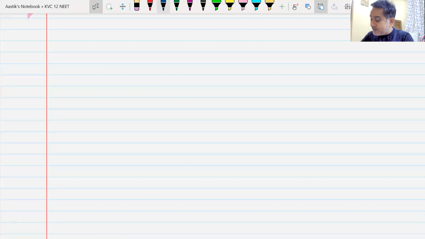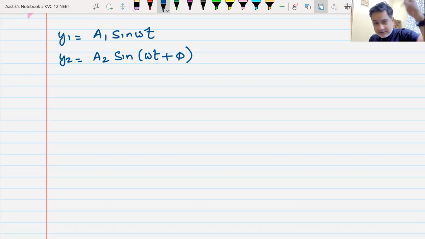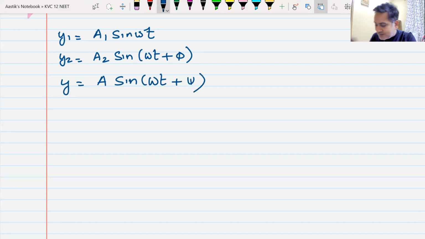We now have two waves, y1 equals a1 sine omega t, and y2 equals a2 sine (omega t plus phi). All the conditions are met here. These waves have the same frequency, they're traveling in the same direction, and they have a constant phase difference between them. Now, when these two waves superpose, I get a new wave which is given by A sine (omega t plus psi). Yes or no, my dear friends?